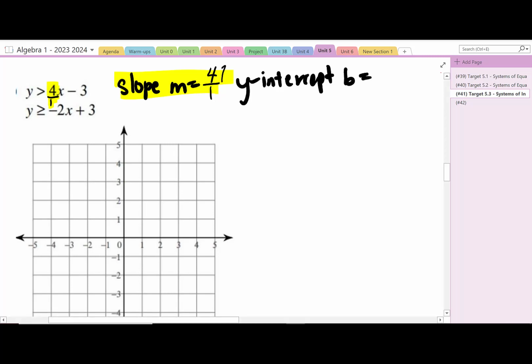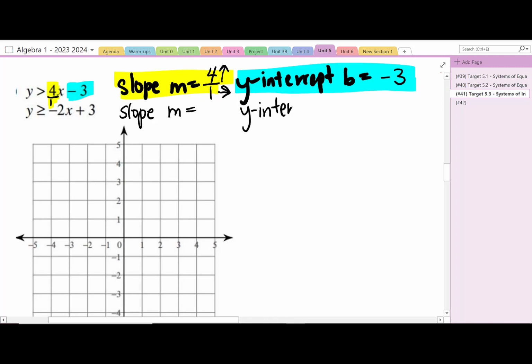So 4 is up because it's positive, 1 is right because it's positive. So 4 es arriba porque es positivo y 1 es derecha porque es positivo. The y-intercept is the other number, negative 3. And now we can do the second one. Podemos hacer el siguiente.